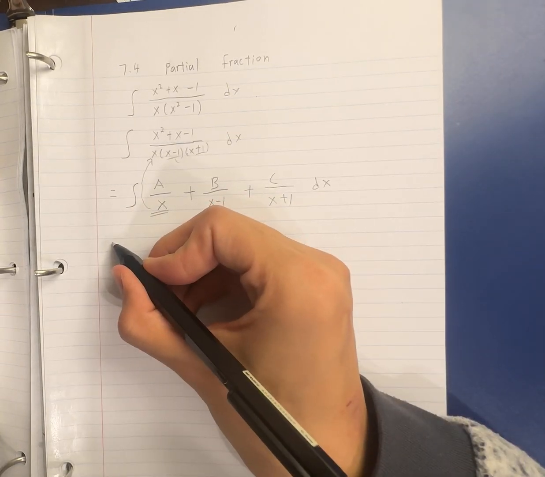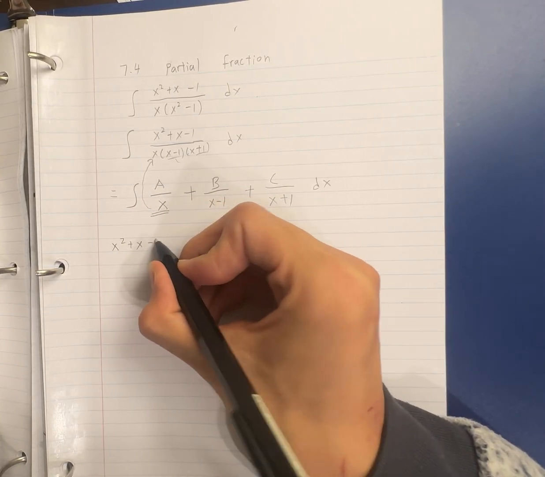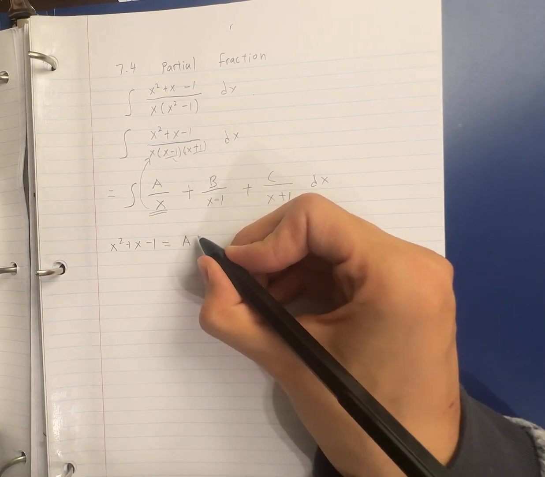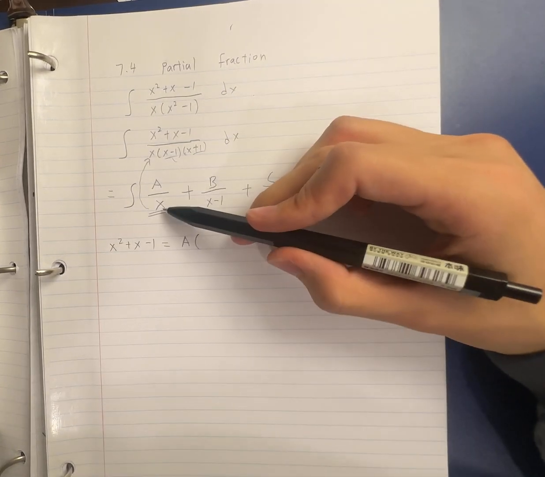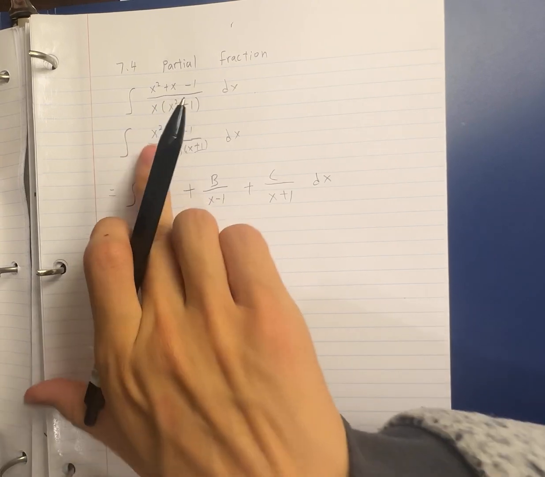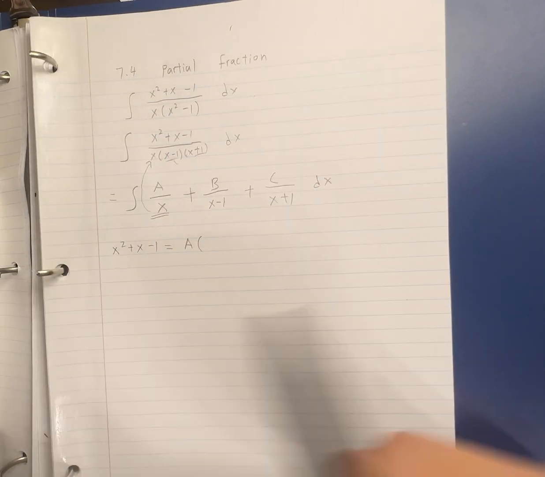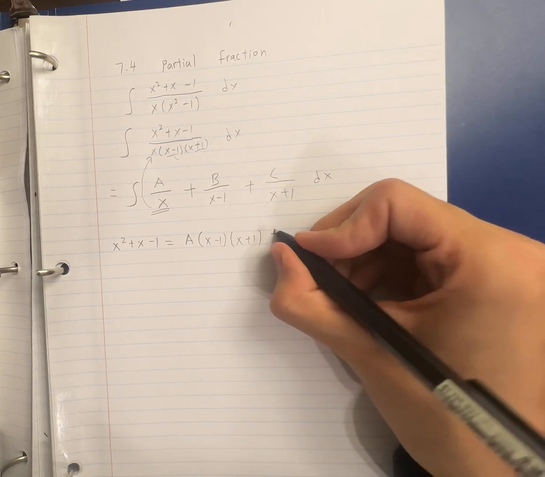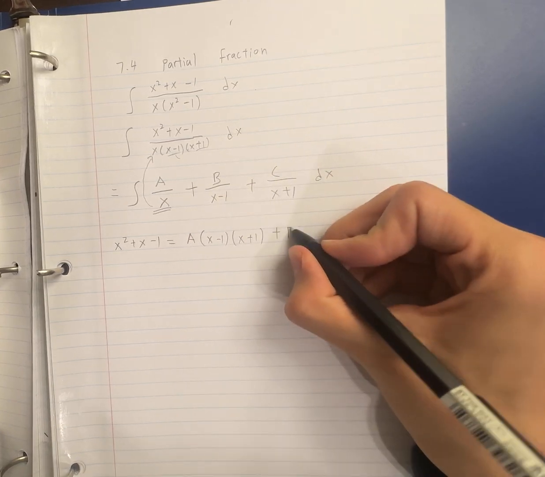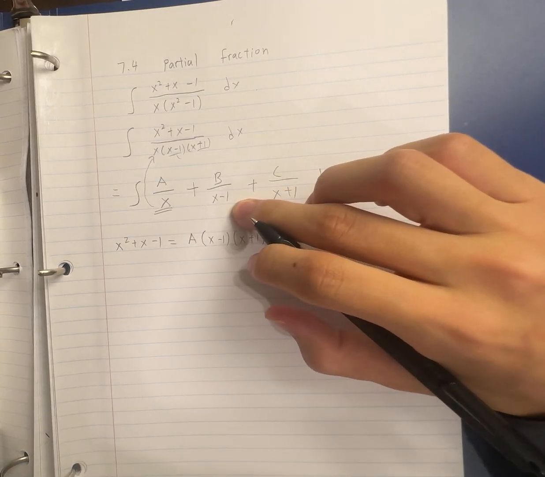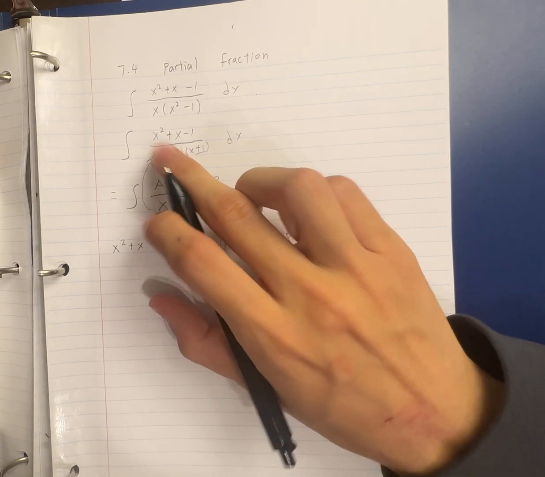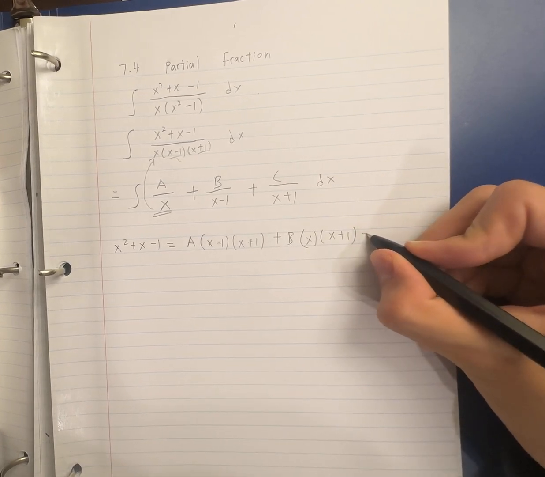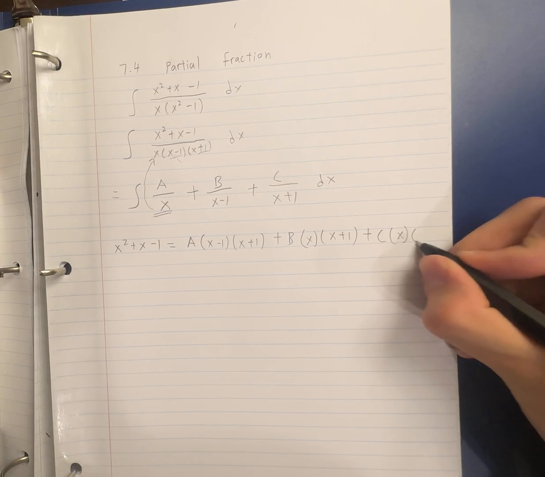Next, you move the numerator over here. Set it equal to A times, see, we already have x over here, so we use (x minus 1) and (x plus 1). Plus, right here, B. Obviously for B, we already have x minus 1. What we have left is x and x plus 1. So x times (x plus 1), plus C, x times (x minus 1).